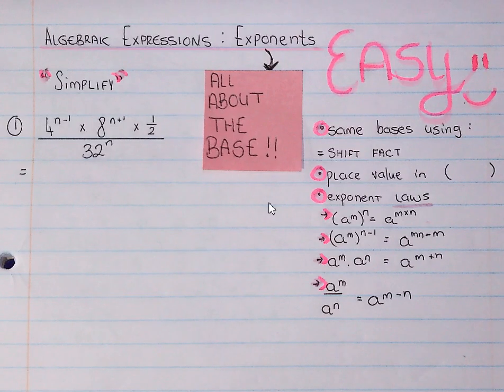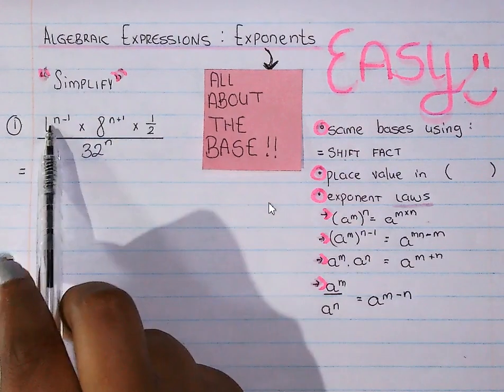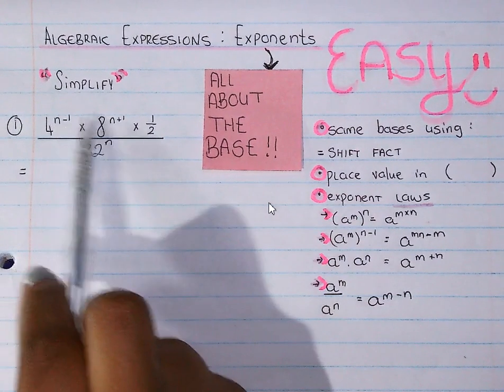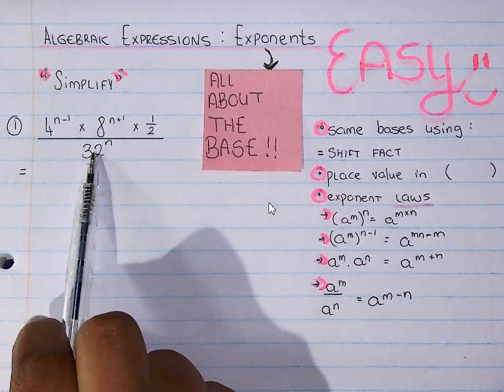Okay, this is now our first example solving or simplifying algebraic expressions that have variable exponents. We've done algebraic expressions where we have variables, but not where those variables were exponents. As you can see here, our variable n is an exponent attached to a base.